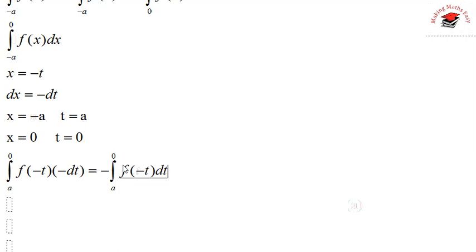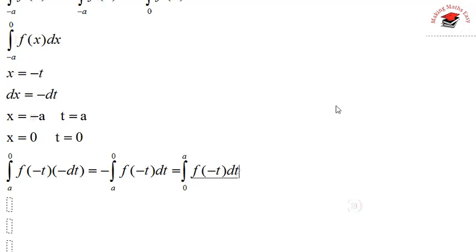dt. So this integral can be expressed, since this is a negative function, using the definite integral property as the integration from a to 0 of f of minus t dt, because this is a negative, so it will become positive as I change the limits. This is one of the properties of definite integral. If you don't know, you can watch my previous video on the definite integral. So it will become equal to a to 0 of f of minus t dt. Now we are done with the property.